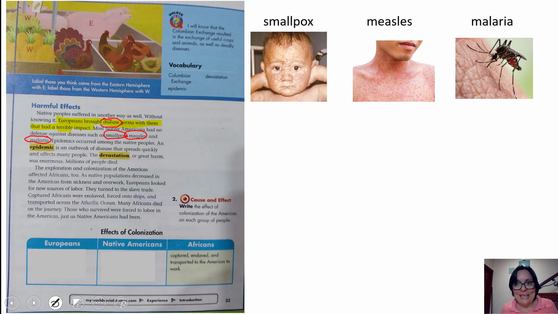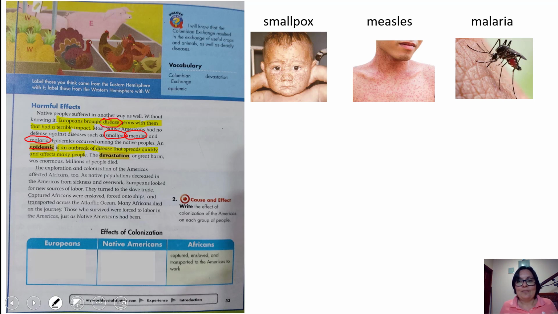So epidemics started to outbreak in America. So I want you to see the other word of the vocabulary. Look, epidemic. So what is an epidemic? I want you to underline, it is an outbreak of disease that spreads quickly and affects many people. So when a disease starts to spread and affects many people, and the spread is very quick, but the disease is only in one area, we have an epidemic.